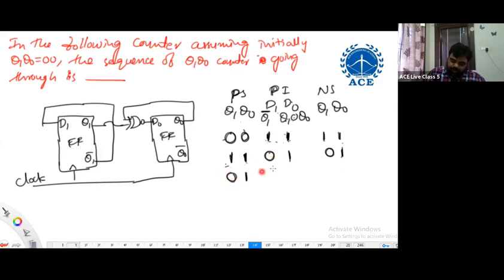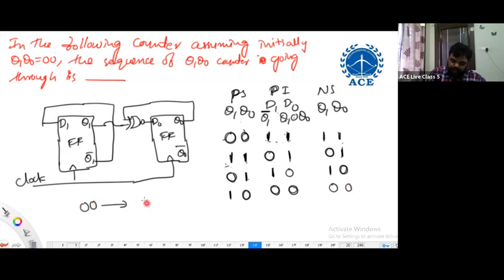So Q1 bar: 0 bar is 1. Q1 XNOR Q0: 0 XNOR 1 is 0. The next state is 1, 0. From 1, 0 again: Q1 bar, 1 bar is 0. Q1 XNOR Q0 is 0. The next state is 0, 0. Then it repeats. Four options for the sequence will be given.